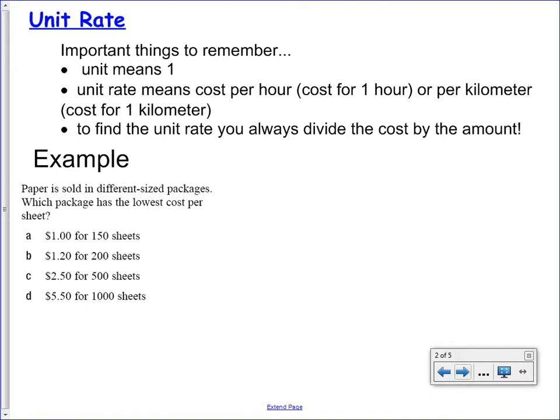So it says here, important things to remember. Unit means one. Now it's not going to say calculate the unit rate. It says here unit rate means the cost per hour, the cost for 1 hour, or the cost per kilogram, which means the cost for 1 kilogram. And if you know what the cost is for one, then you're able to find it of multiple items. So it says here, to find the unit rate, you always divide the cost by the amount.